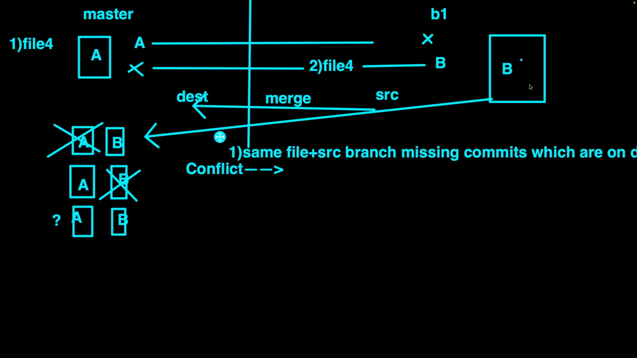Can you tell me which commit the source branch is missing? That is master. It's missing commit A, which is in master, right? Because it is missing this, which is on the destination, you get a conflict. Assume that you have A also in B1. You won't get a conflict even though it's the same file.